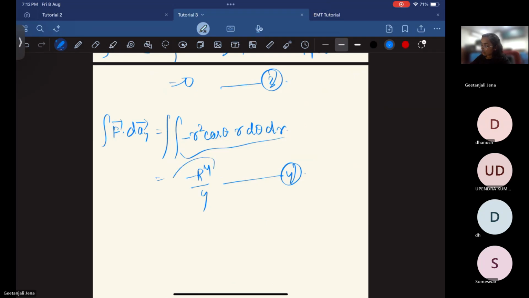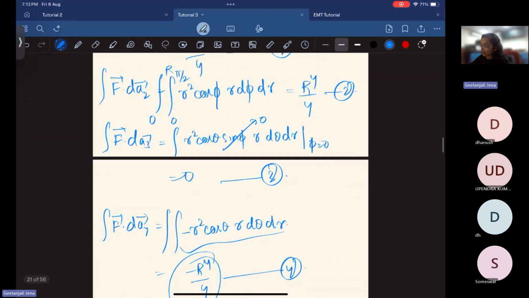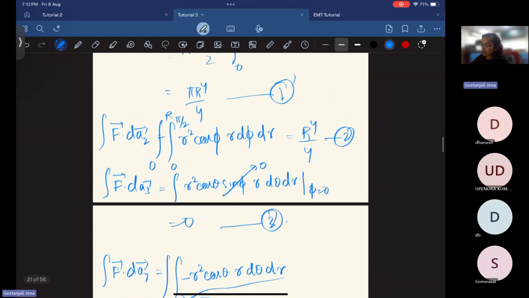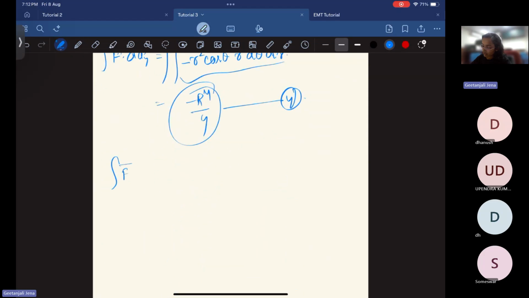Okay. So the area integration will give r to the 4 by 4 and minus r to the 4 by 4 will cancel. So the surface integration, f dot dA, is pi r to the 4 by 4, which is also equal to what we have seen by taking the volume integration. So that means the divergence theorem is valid inside this volume while taking the function f.